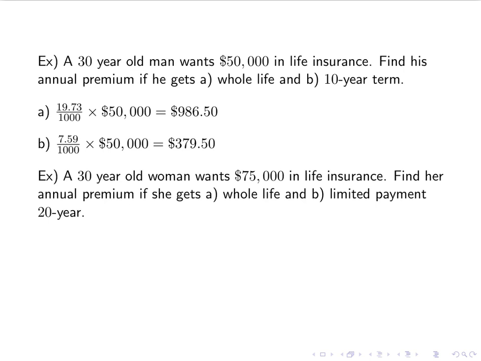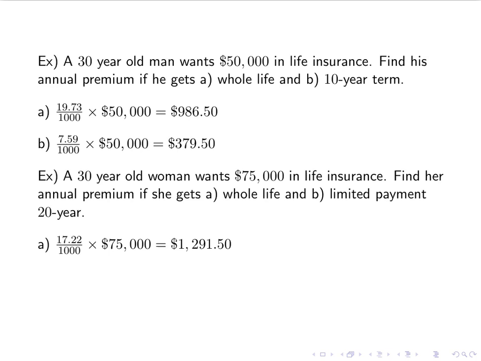If I look at the list for whole life under 25, I should be getting 17.22. Again, make sure you're looking at the table, make sure you can find the 17.22. I'll divide by 1,000, multiply by the face value, which is now 75,000. And if I do that out, I should get $1,291.50.